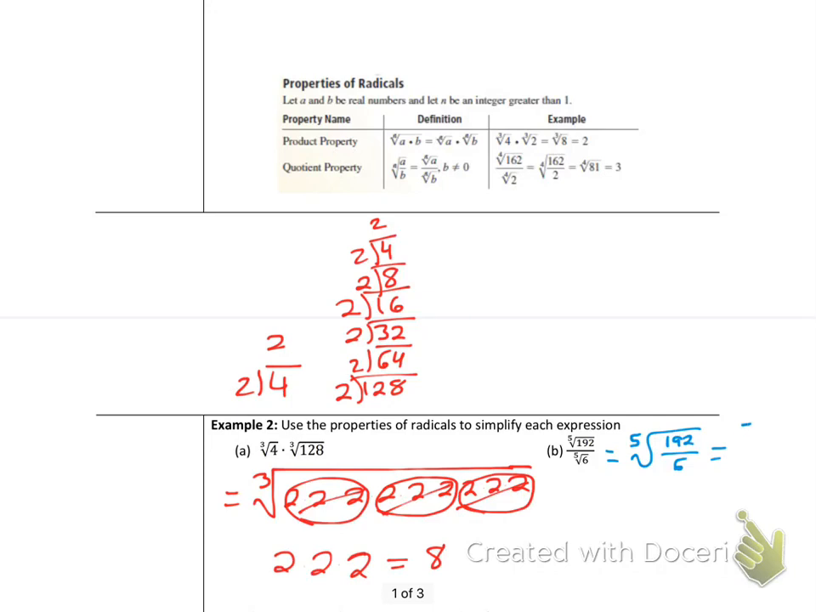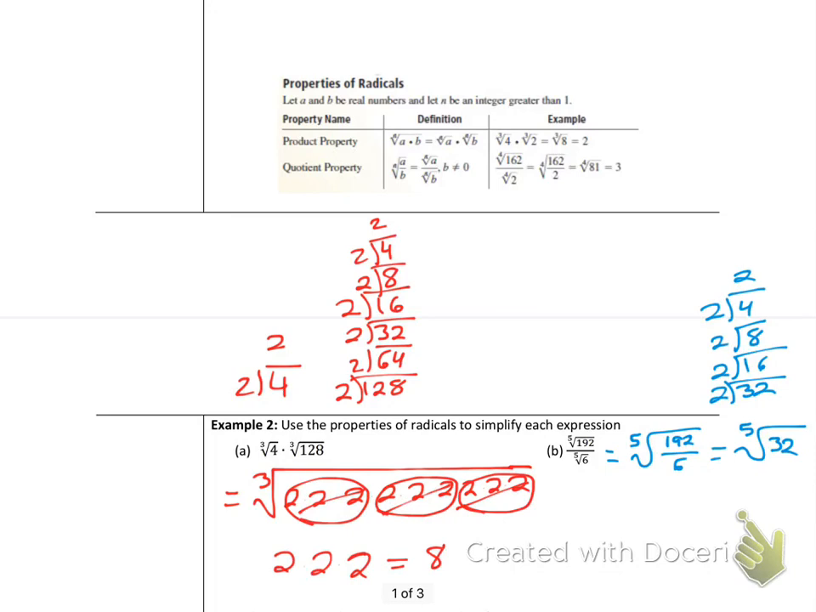Luckily for us, 192 is divisible by 6. It's 32. So now we need to see, okay, what's 32 divisible by? Well, let's divide it. 32 is divisible by 2 to get 16, which is divisible by 2 to get 8, which is divisible by 2 to get 4, which is divisible by 2 to get 2. Well, that means we have 1, 2, 3, 4, 5 things on the outside.